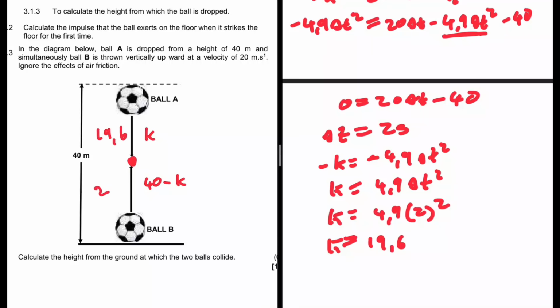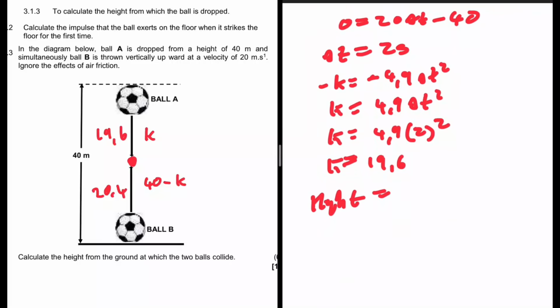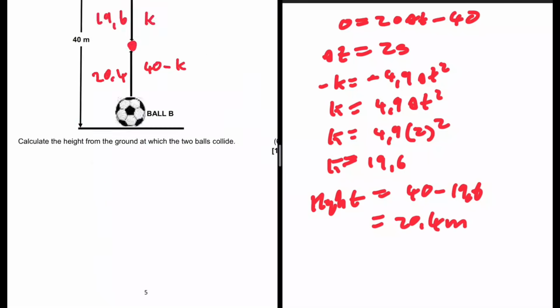If this is 19.6, this should be 20.4. This will be 20.4, so that when we add the 19.6, we actually get 40. So the height above ground is equal to 40 minus 19.6, which is 20.4 meters. So there we go. That is question 3.